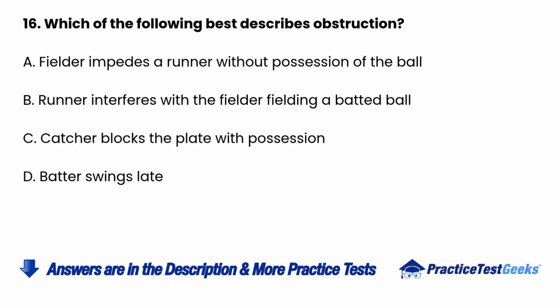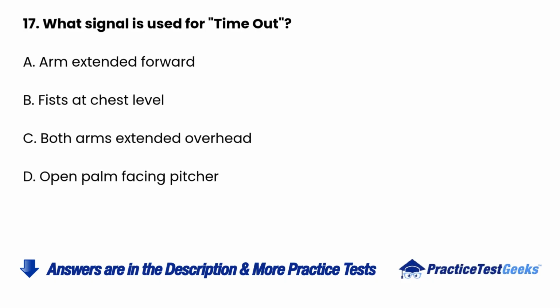16. Which of the following best describes obstruction? A. Fielder impedes a runner without possession of the ball. B. Runner interferes with the fielder fielding a batted ball. C. Catcher blocks the plate with possession. D. Batter swings late.